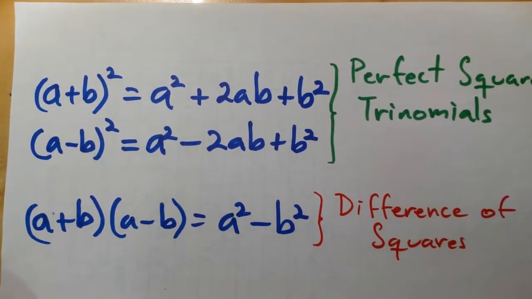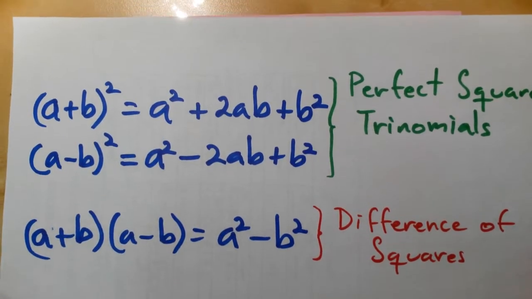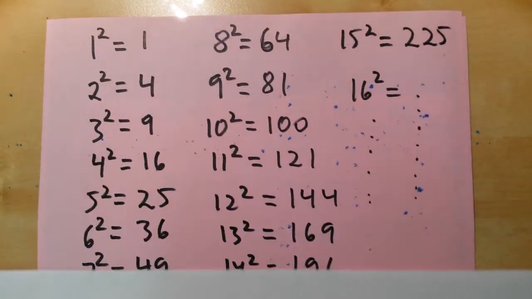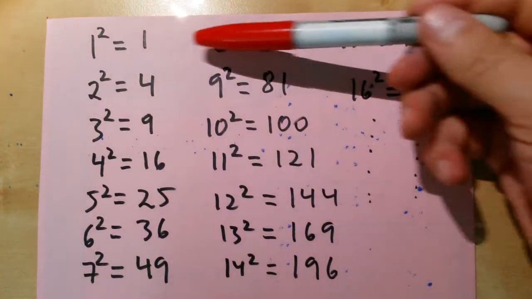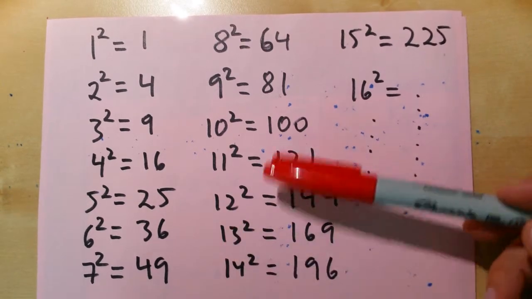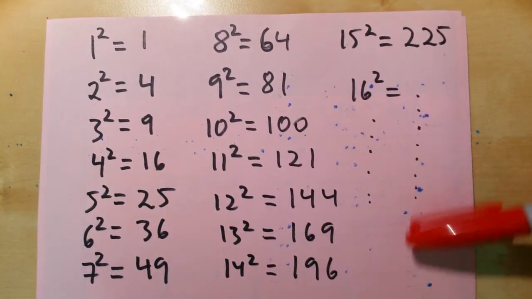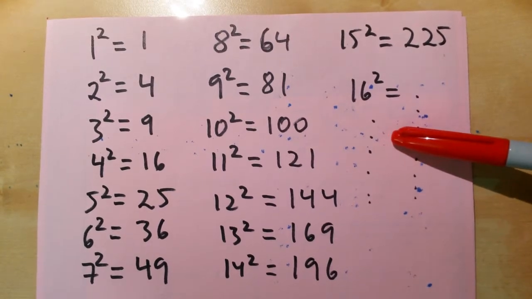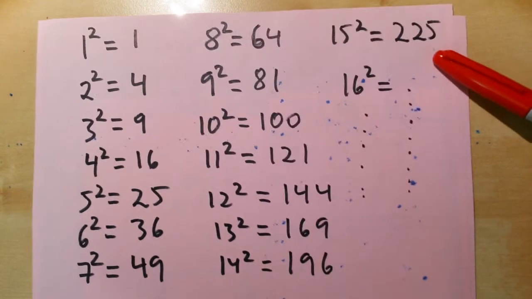But before we continue on with this, I think it's important for us to recall our perfect squares. So 1 squared, 2 squared, 3 squared, etc.: 1, 4, 9, 16, 25, etc. I think knowing your perfect squares up to 12 is good. If you know beyond that, that's great. That's as far as I could get.